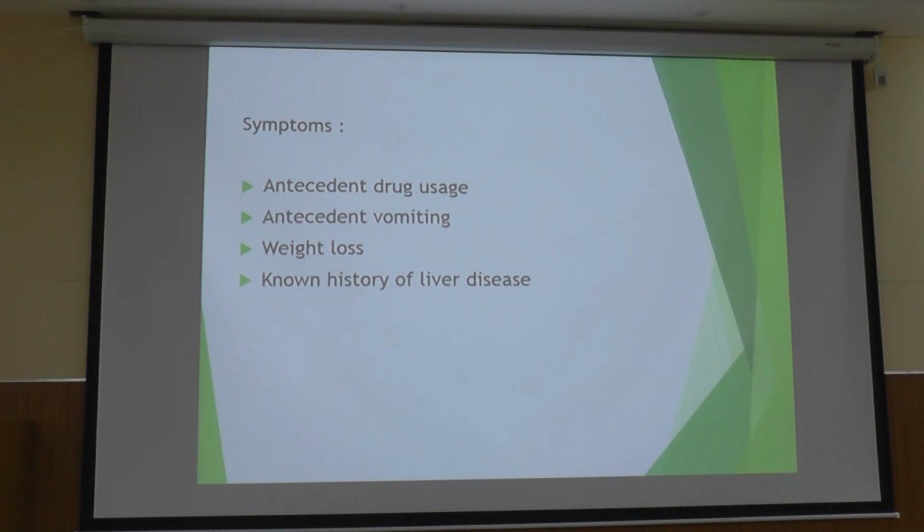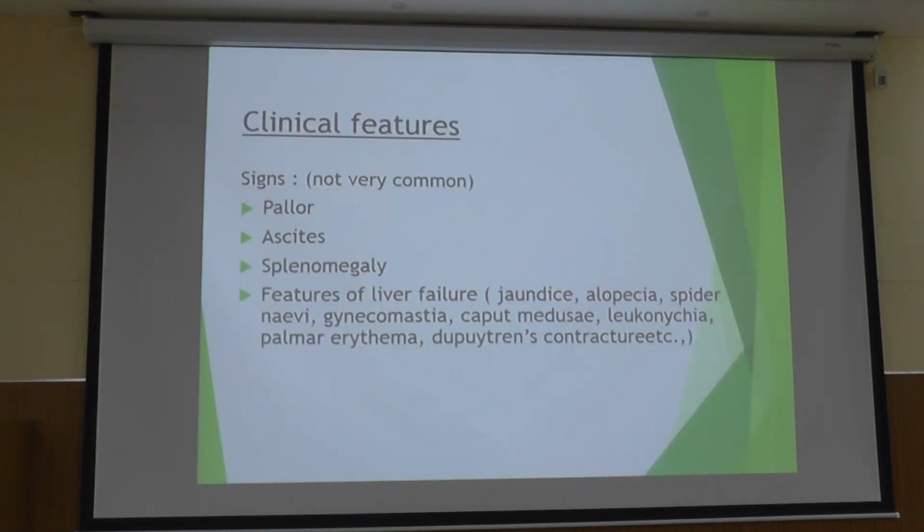As we said, we also know that peptic ulcer disease and gastritis can be caused by NSAIDs, so antecedent drug usage can be present, and antecedent vomiting, as in peptic ulcer disease. This will point to the cause of this upper GI bleed. Weight loss suggests malignancy, and a known history of liver disease should be checked for. It can be either variceal or non-variceal. We'll know about that.